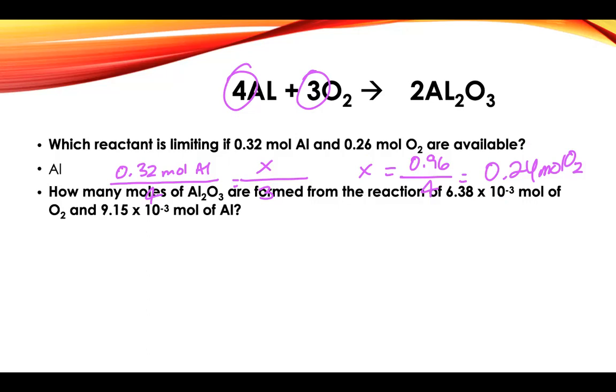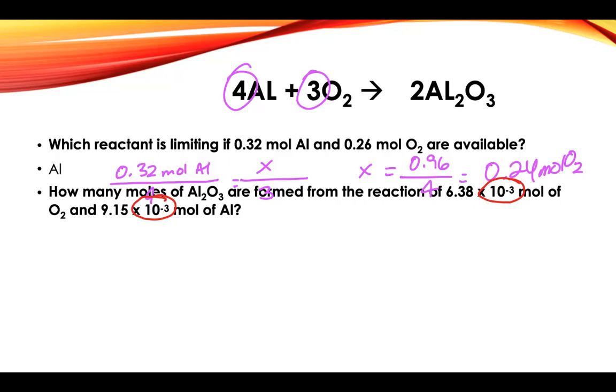I'm going to be smart, and I'm going to recognize that both numbers are times 10 to the minus 3. And since I only need to identify which one is the limiting reactant and then use that amount, I'm going to ignore the times 10 to the minus 3 until I find which one is limiting. Then I'll come back and I'll use the accurate number, okay? Because you're just trying to figure out which one is going to run out first.